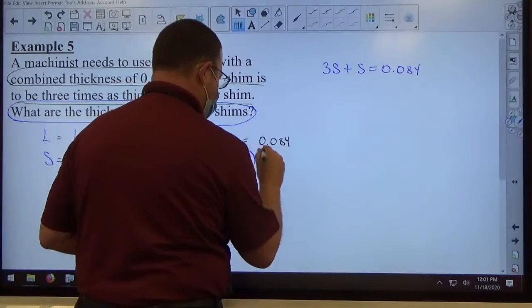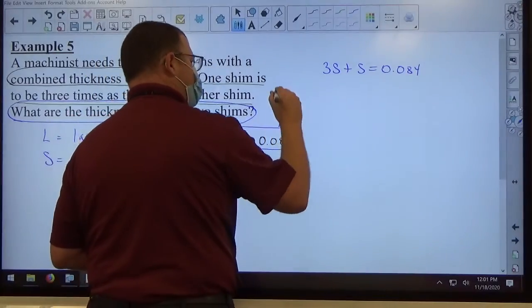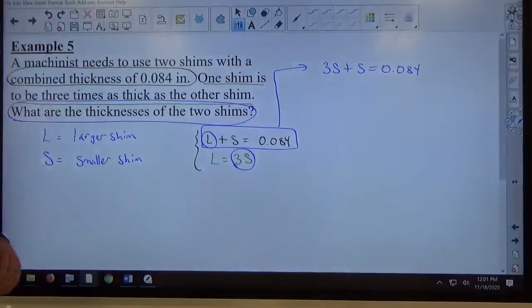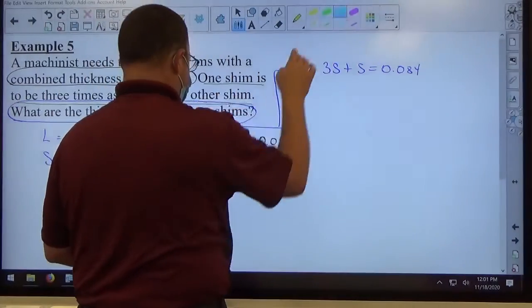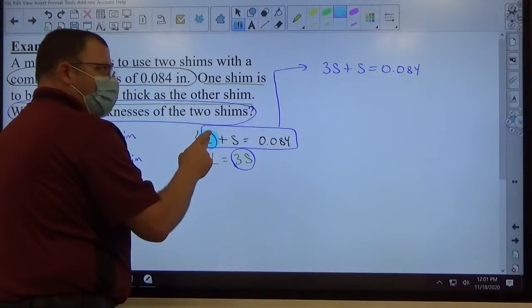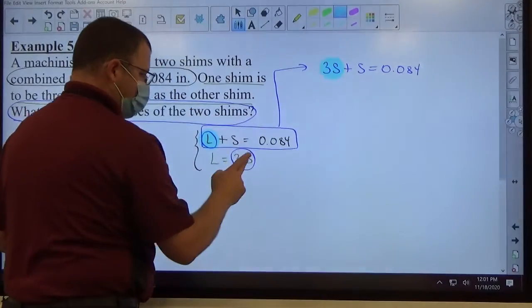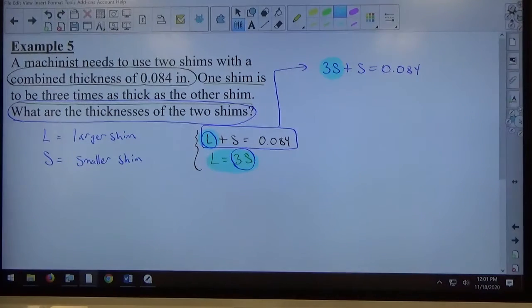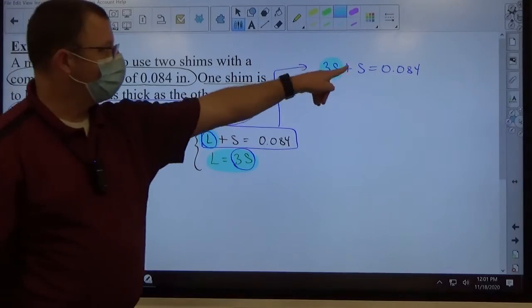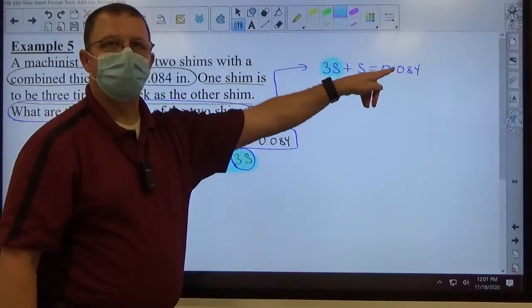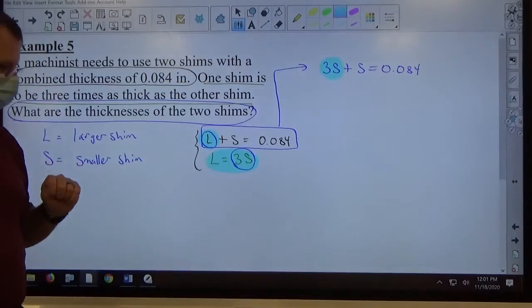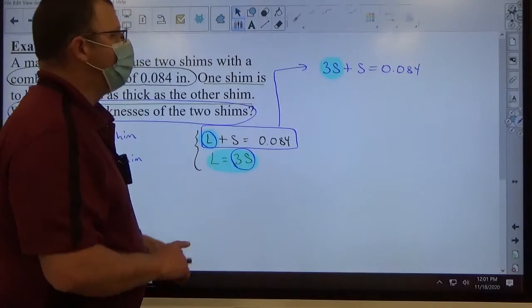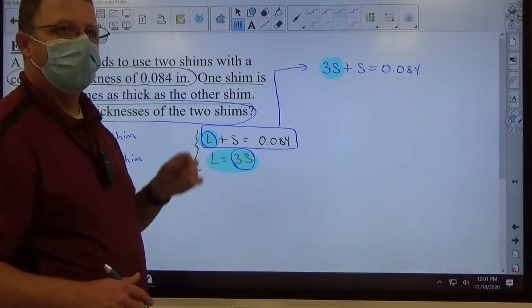And if I do that, this black equation, which is right here, is going to transform into this blue equation up here. The only modification I made, let me just use a highlighter here to really reinforce what's going on, I changed the letter L to 3s because L equals 3s. The rest of that black equation did not change at all. Plus S is still plus S, equals 0.084, still equals 0.084. The only modification was L became 3s because L equals 3s. Once I do that substitution, now I've got an equation with only the variable s in it.